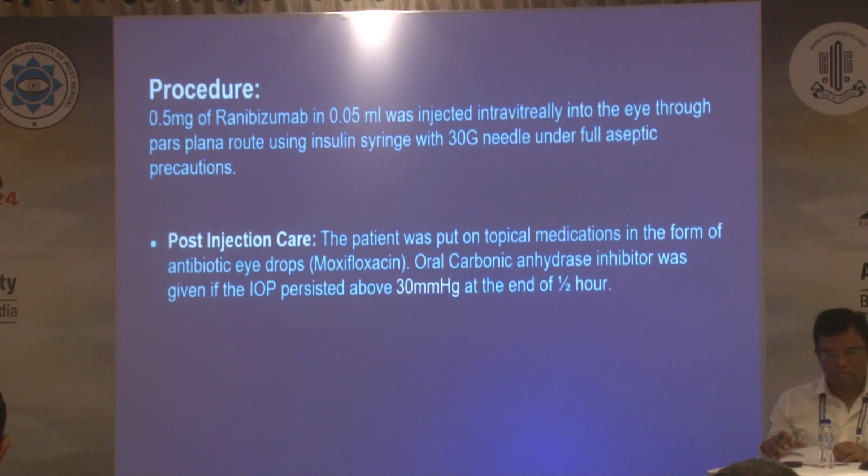In the procedure, 0.5 mg of ranibizumab was taken in 0.05 ml and was injected using the pars plana route using an insulin syringe of 30 gauge under full aseptic precautions. Post-op, the patients were given topical medications in the form of antibiotic eye drops. Oral carbonic anhydrase inhibitor was only given if the IOP persisted more than 30 mmHg at the end of half an hour.